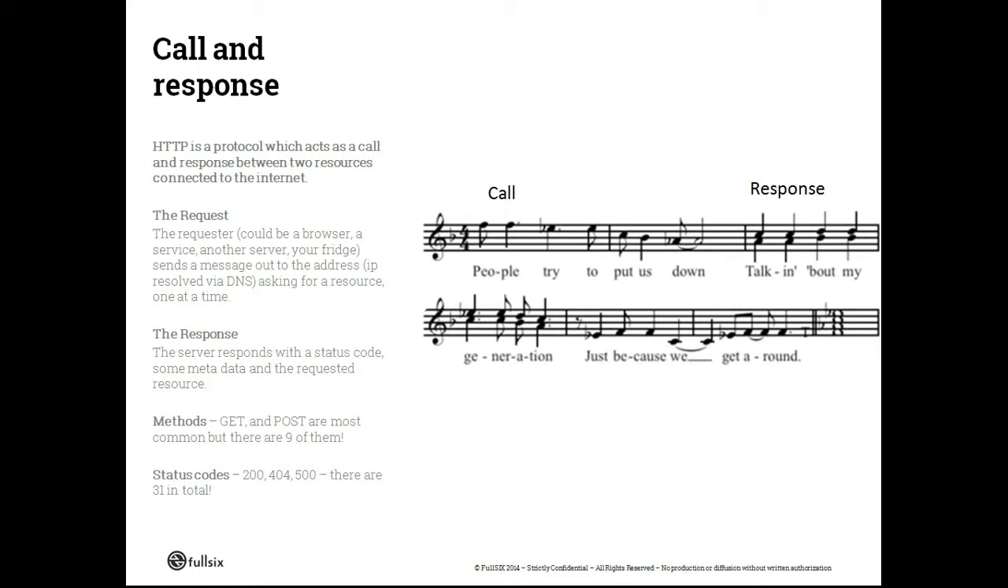So it sends a request out. It says, I would like this piece of information. And it brings it back, and it gives it a status code about how that transaction went. Was it all okay? Which will be a 200 code. Don't know what you're talking about, a 404, which you'll kind of know. Server's confused, I don't know what's going on, 500. There's quite a lot of these, actually. There's about 31 in total.